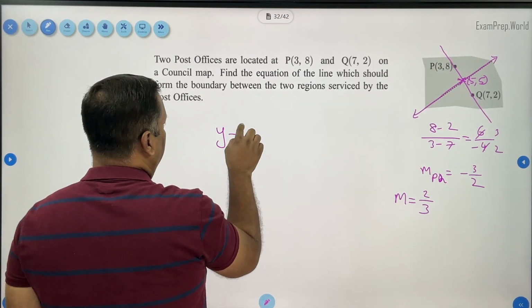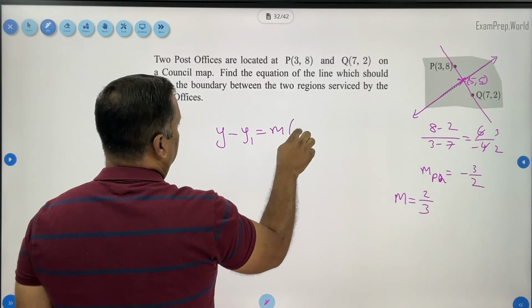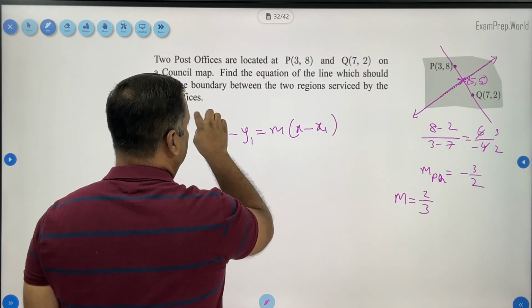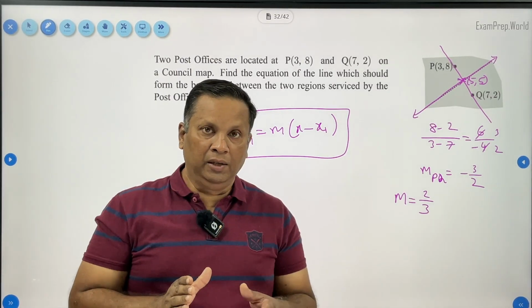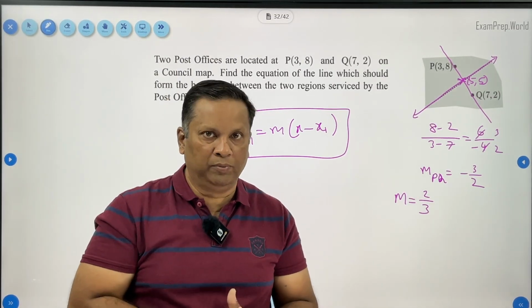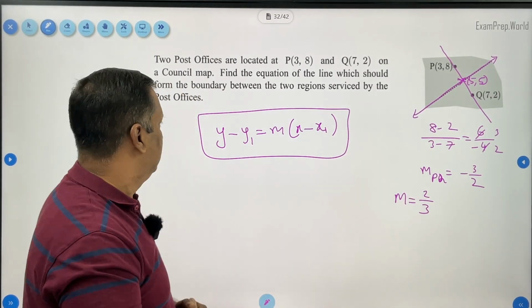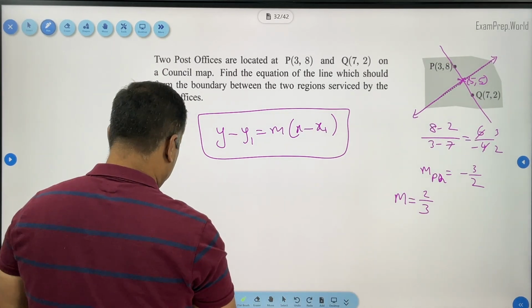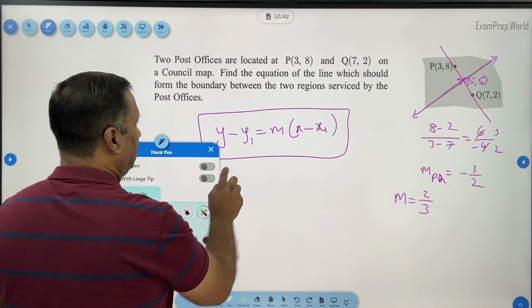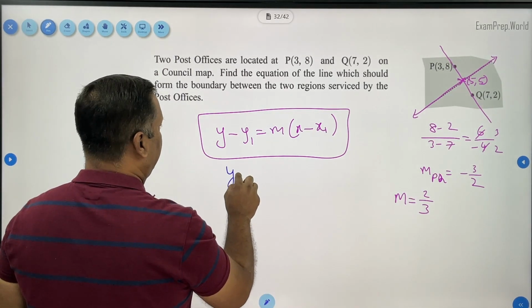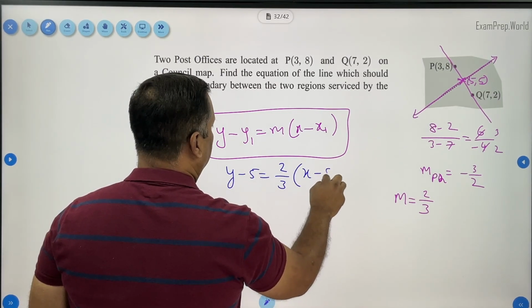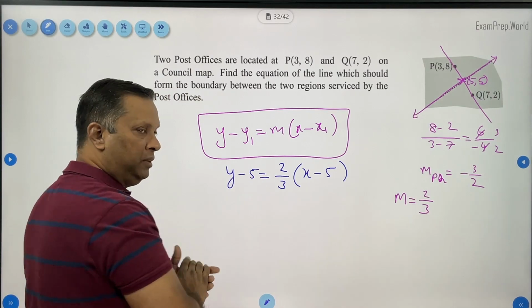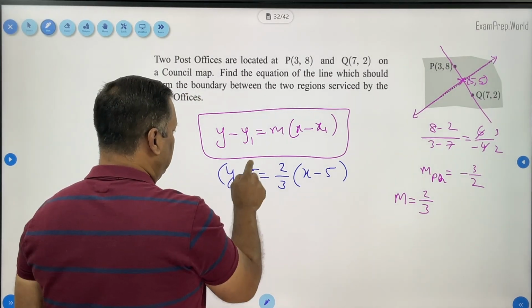Let's calculate now the equation of the line. We use y minus y1 equals m times x minus x1. This is the algorithm to find the equation of a line, provided you have the gradient and you know one of the points from where the line is passing. Let's go ahead and do this. It is passing through 5, 5. Y minus 5 equals 2 by 3 times x minus 5. I inputted the point. Now how to solve?